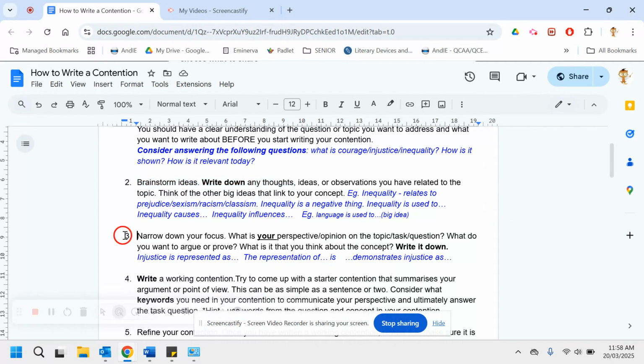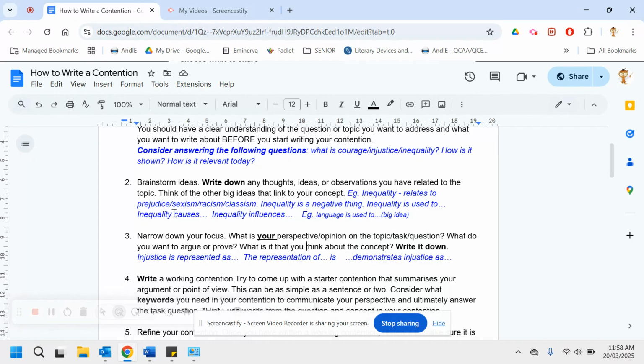So on step 3 now, narrowing down your focus. So what is your perspective or your opinion on the topic or the task or the question? So in year 11, you're looking at how is the concept represented in the text. Represented just means how are they shown? Are they shown positively? Are they shown negatively? Are they shown as a force of good, a force of evil? Do they motivate characters? What is it that they actually do?